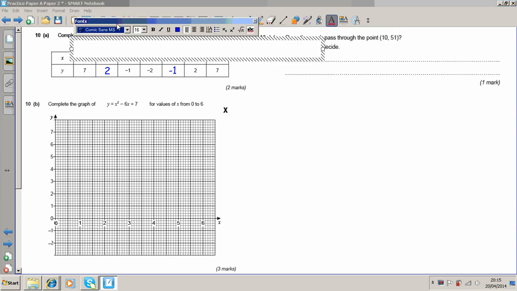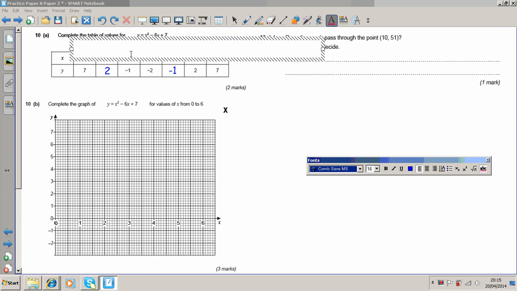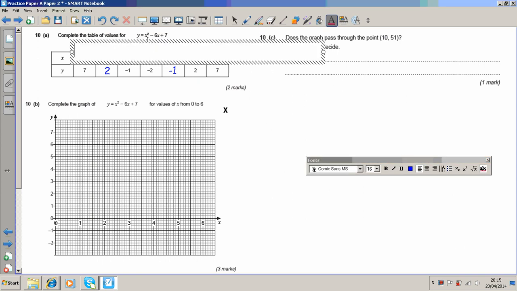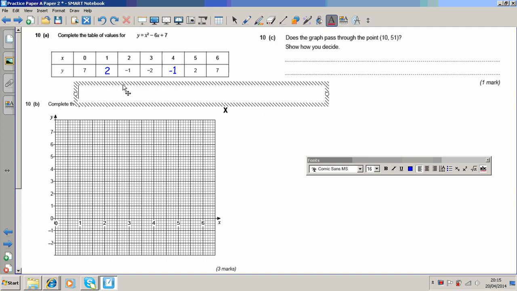So the first one, if you type into your calculator and just replace the x that you've got with the number that you're doing in brackets, that's the easiest way to do it. So 1 squared minus 6 lots of 1 plus 7.